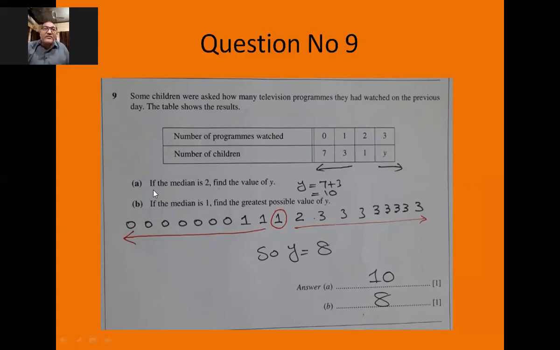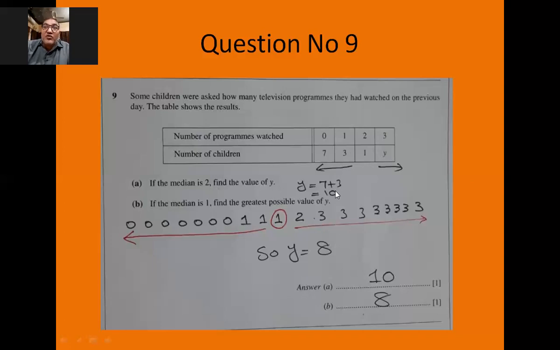who watched 3 programs. He says if the median is 2, find the value of Y. You see, it's a purely conceptual question. Here we don't have any calculation involved. If this is your median, its frequency is 1. So the number of frequencies on this side, the same will be the frequency on this side. So if 2 is the median, to the left of this, the frequency is 10. So to the right of this, the frequency should be 10. So the Y value will be 10. There is no calculation involved.